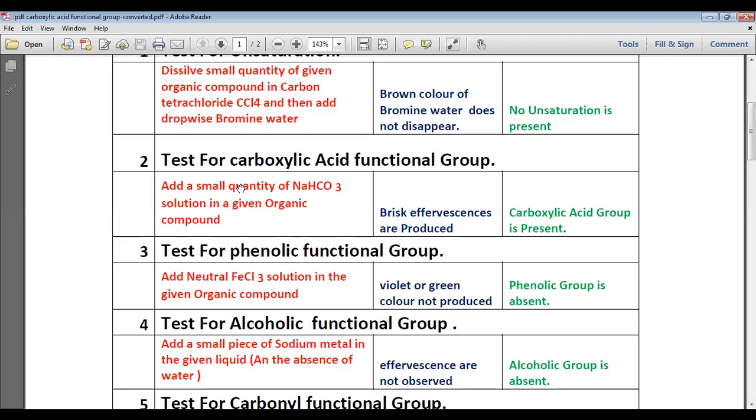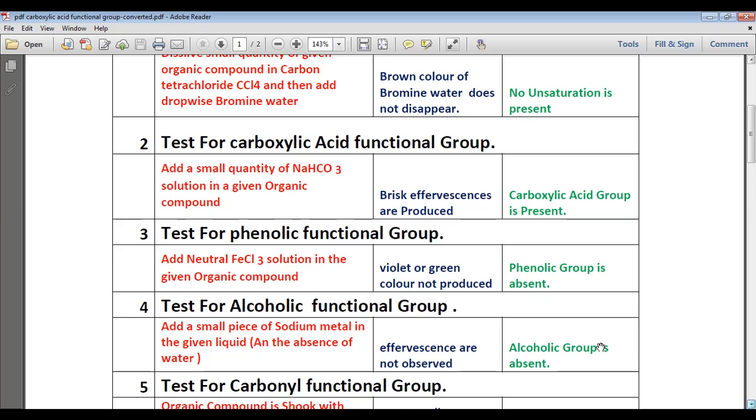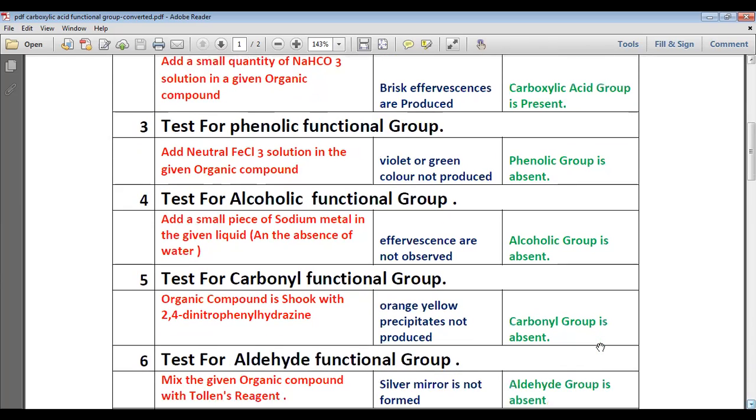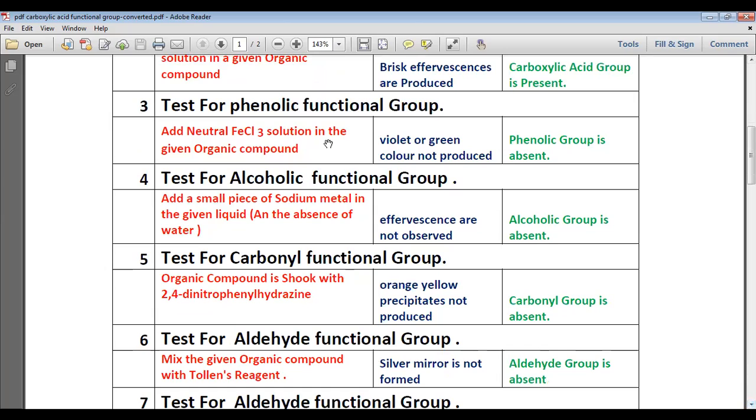So my dear students, add a small quantity of NaHCO3 or sodium hydrogen carbonate solution to the given organic compound, or if you have the aqueous solution of organic compound, you can use solid sodium hydrogen carbonate. Brisk effervescences are produced, and from that we can confirm that carboxylic acid is present. Now, my dear students, we should try it out for the other functional groups, since an organic compound may not contain only one functional group. So let us go for the other tests.